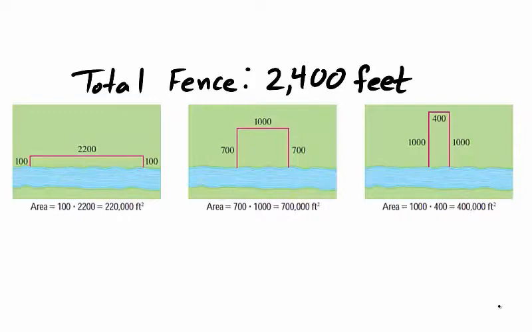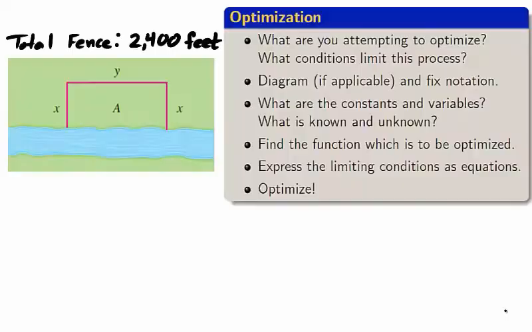We can attempt to answer this question by a guess and check method. You can build a 100 by 2,200 foot rectangle and enclose an area of 22,000 square feet. Or you can build a 700 by 1,000 foot rectangle and enclose an area of 700,000 feet. Alternatively, you can do a 1,000 by 400 foot rectangle and enclose an area of 400,000 square feet. The guess and check method is inefficient and most likely will not lead you to a correct answer. But with the techniques we acquired in Chapter 3, we can use derivatives to optimize this problem.